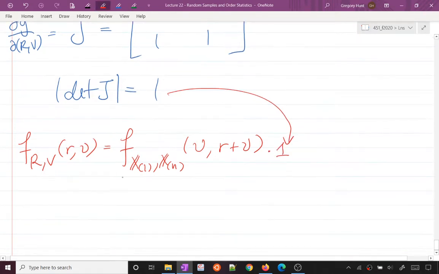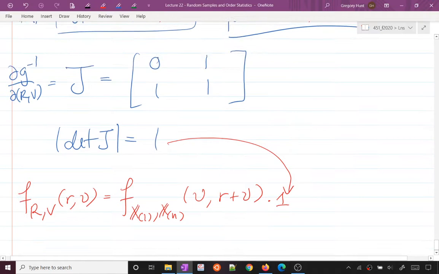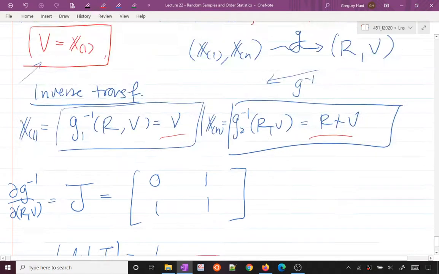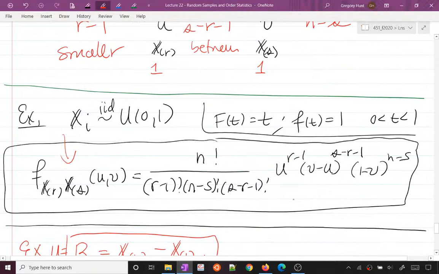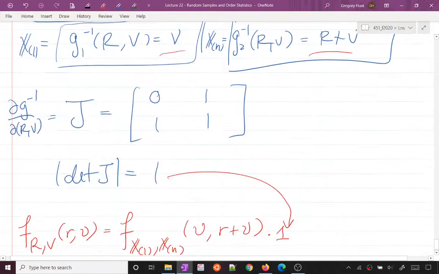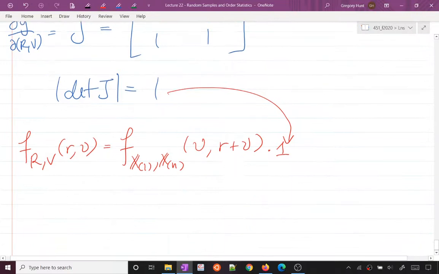So the reason I want the joint of order statistics is that now I can use my formula for the joint of order statistics. I actually derived that in the previous problem, but instead of plugging in u and v, I'm plugging in v and r plus v, right? So in this previous part, we got this joint of the min and the max, and we're just going to plug in the inverse functions.